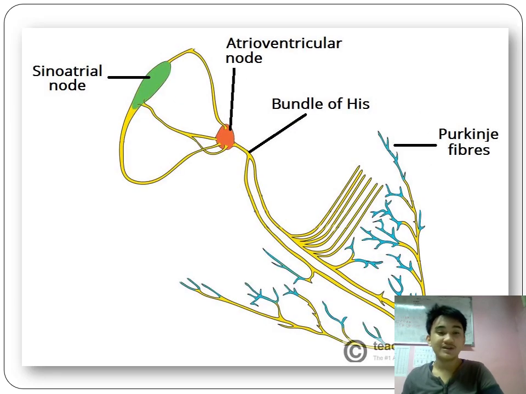If we isolate this conduction system, this is what we will see. Again, we have four components: the SA node, AV node, bundle of His, and the bundle branches, which form thin filaments called the Purkinje fibers.